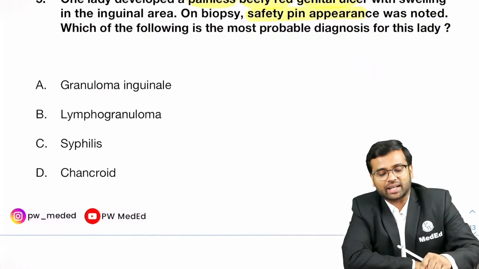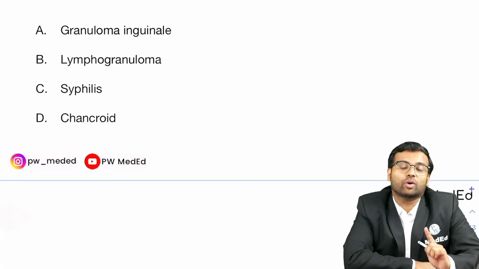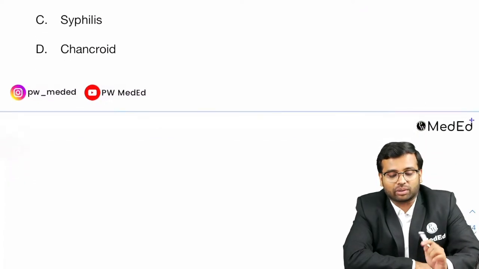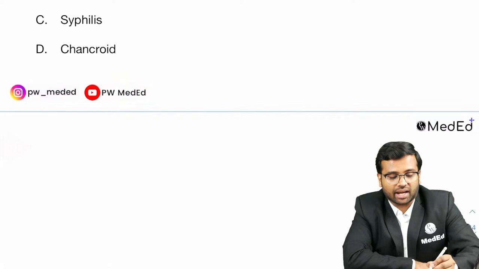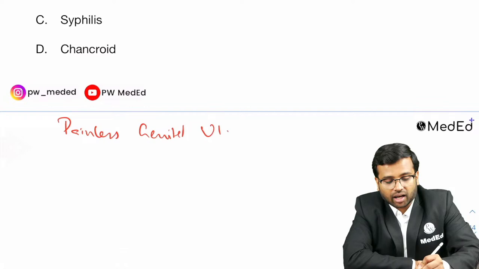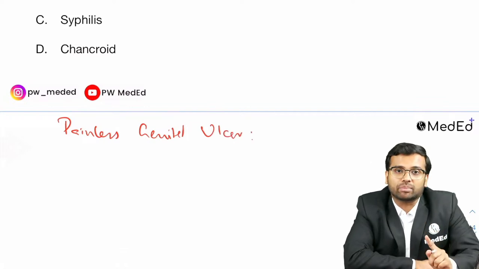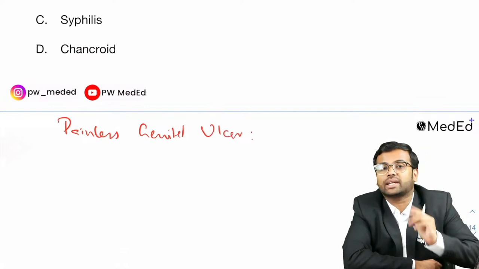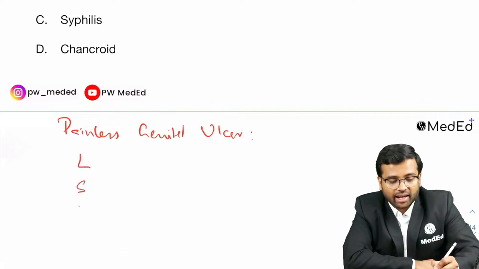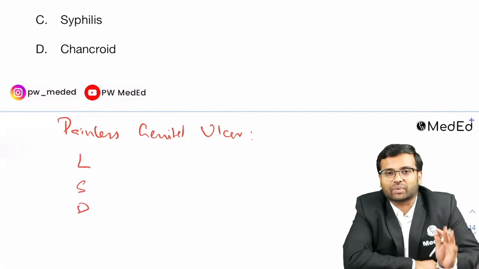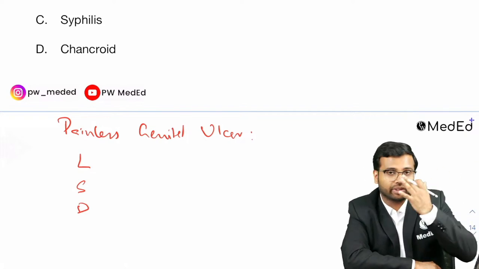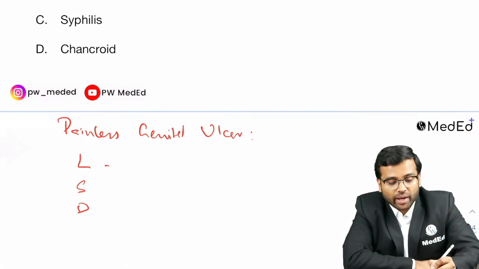Now let's try to understand. Every time you get an MCQ about genital ulcer disease, if a painless genital ulcer is mentioned, always remember there are three causes, which you can remember as LSD. Imagine that it's a drug; if it is a drug, you will not feel the pain. So L stands for LGV, S stands for syphilis, and D stands for donovanosis.